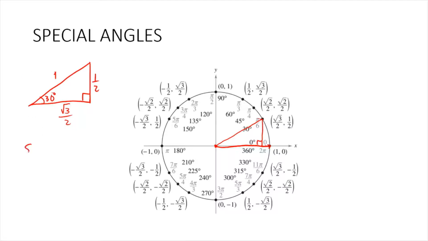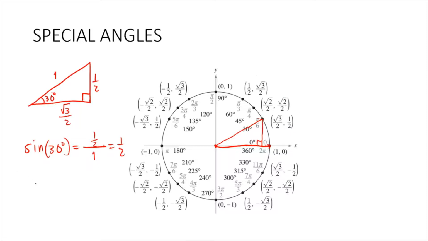So that would be sine of 30 degrees. The sine function is defined as the ratio between the opposite side, in this case 1/2, divided by the hypotenuse, which is 1. Therefore sine of 30 degrees is 1/2, which is the y component of the ordered pair.